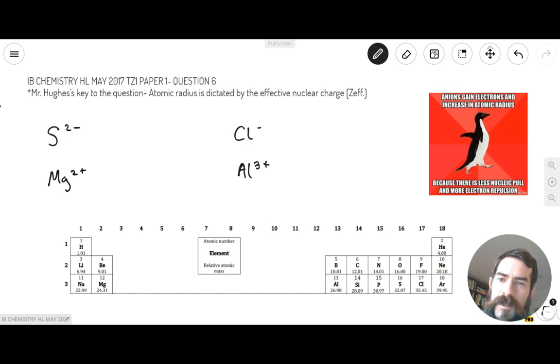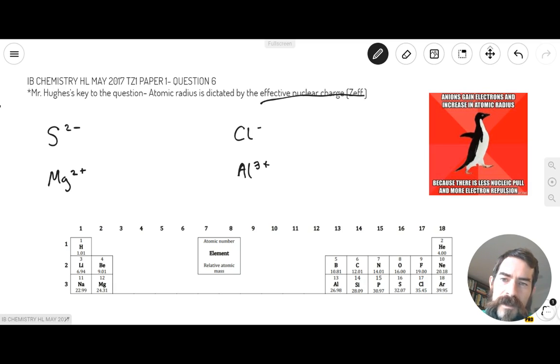And the key to this question really is that atomic radius is dictated by the effective nuclear charge, or Zeff. Now, some books don't refer to effective nuclear charge at all, but the general idea of effective nuclear charge is how effective the nucleus is at holding on to that outer shell electron, those valence electrons.